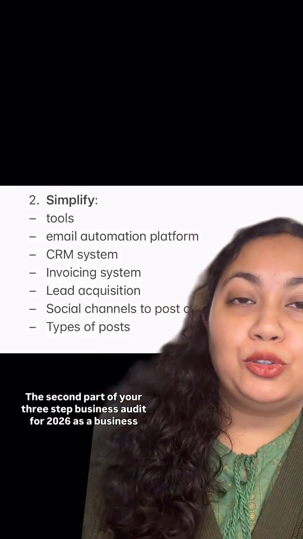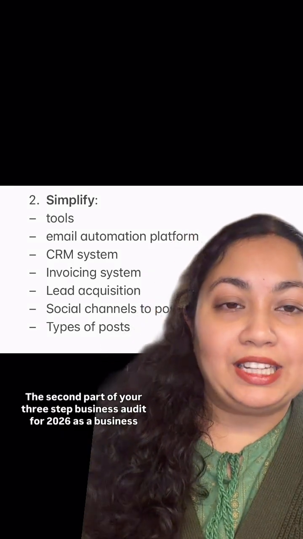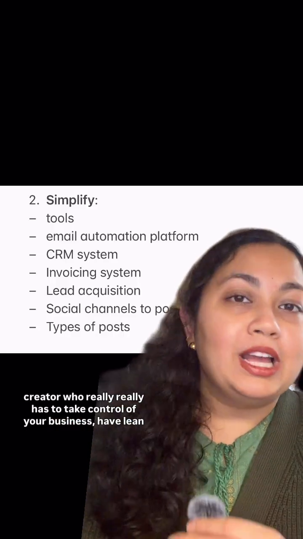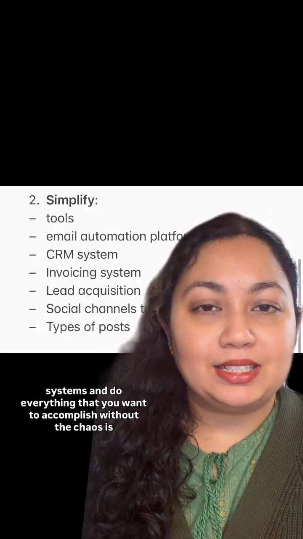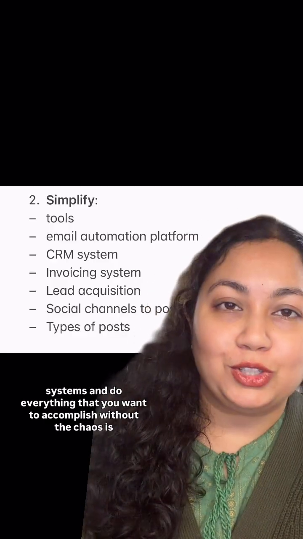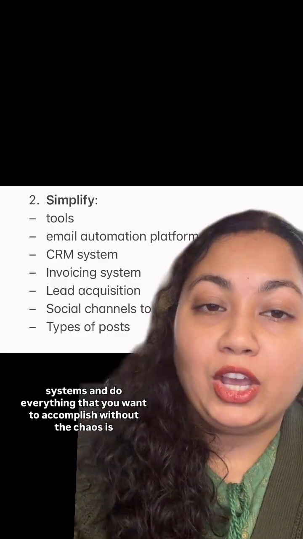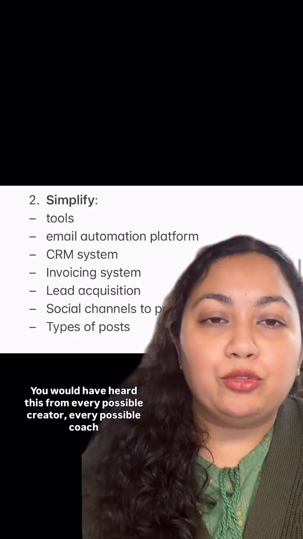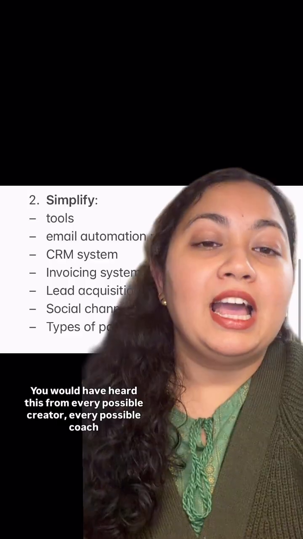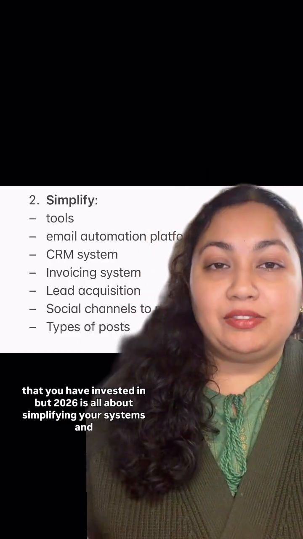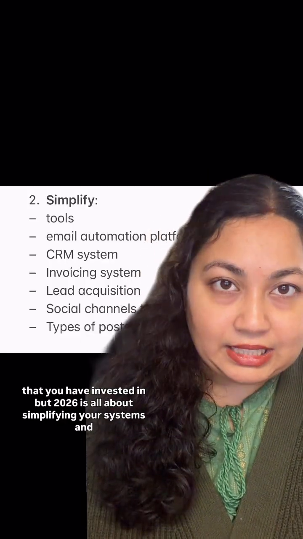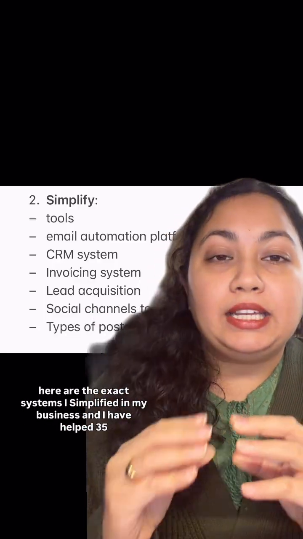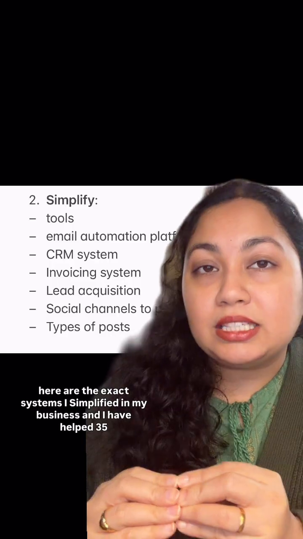The second part of your three-step business audit for 2026, as a business creator who really has to take control of your business, have lean systems, and do everything that you want to accomplish without the chaos, is basically to simplify. You'd have heard this from every possible creator, every possible coach that you have invested in. But 2026 is all about simplifying your systems. And here are the exact systems that I simplified in my business.